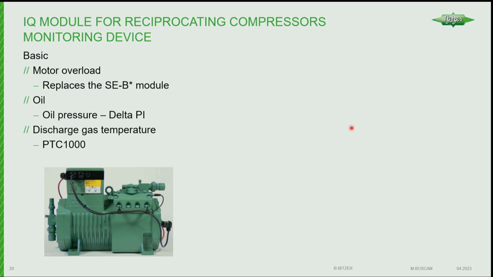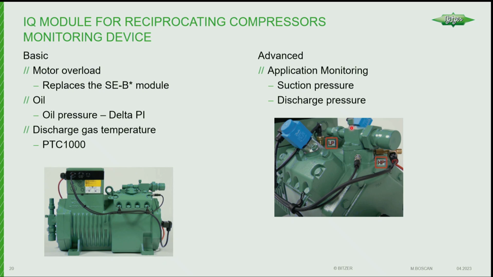What does it do? So it's a monitoring device, so it watches, checks the motor overload. It replaces the little black SEB3 that's in the terminal box, monitors oil pressure, monitors discharge temperature, and then if you get the application kit, it includes 2 transducers, a high pressure, low pressure transducer, and you can monitor the suction and discharge pressure at the compressor.